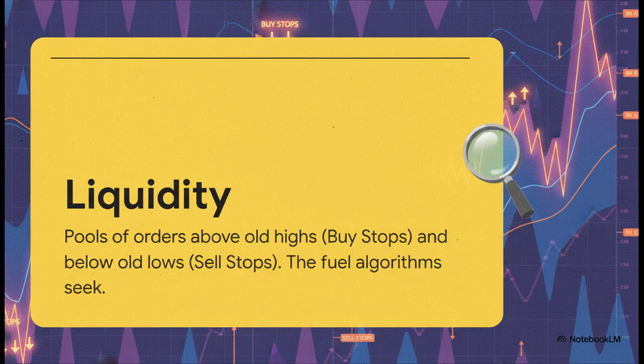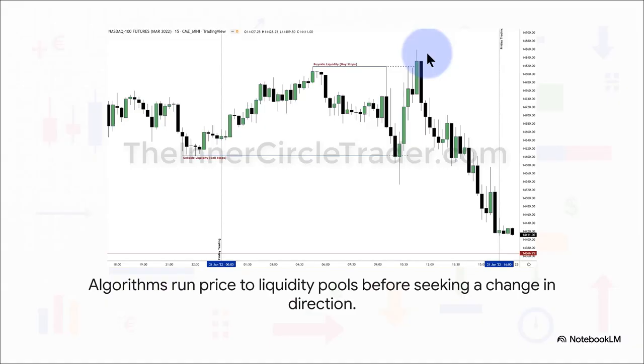Well, in the simplest terms, it's just a giant pile of orders. Just think about it, right? Where does everyone put their stop losses? Just below an old low. Where do all the breakout traders put their buy orders? Just above an old high. It's human nature. And these obvious pools of orders become a huge magnet, a target that the algorithm is specifically engineered to go after.